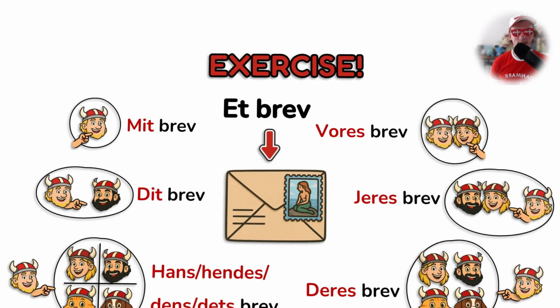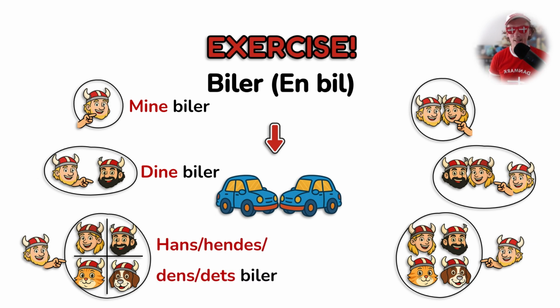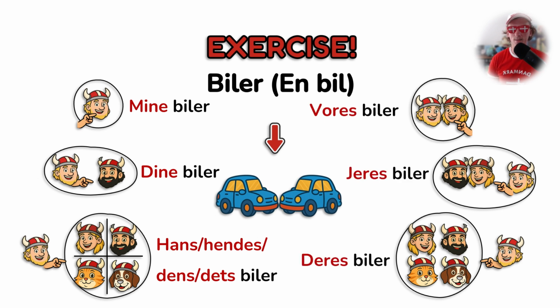Let's do one last exercise here for the plural, which will be biler. It's an en word, en bil. So bear this in mind when you are going to guess the pronouns. Biler. Let's check it out. Mine biler, dine biler, the E in the plural. Did you all remember it? Hans, hendes, dens, des biler, vores biler, jeres biler, and deres biler.